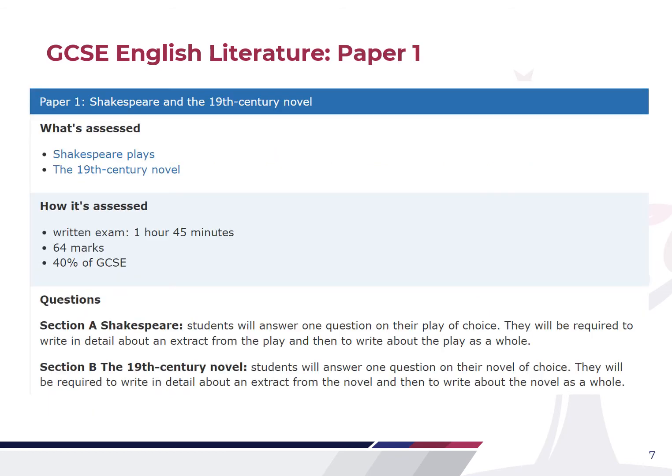So the first of the English literature exams is paper 1. It's called Shakespeare and a 19th century novel. There are just 2 essay questions on this exam. They're both extract-based essay questions where students are given a small part of their Shakespeare play or 19th century novel, and then they must connect this extract to the rest of the play or the novel, the rest of the text. This exam is worth 64 marks and is worth 40% of the GCSE.